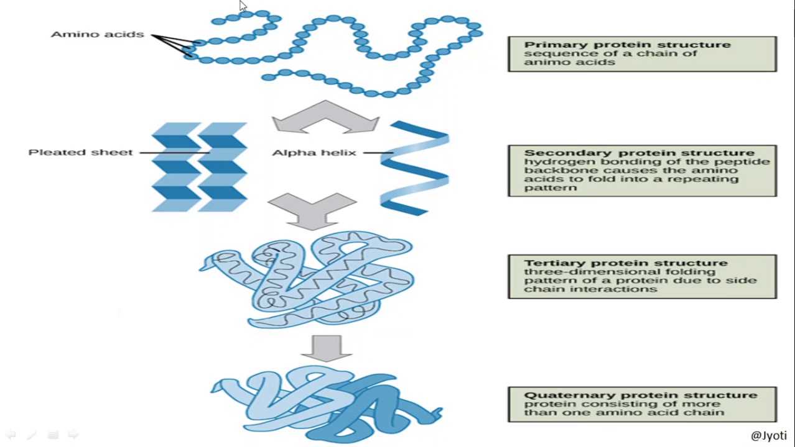So primary is a very simple one, secondary is of 2 types, one is the pleated sheet and the other is alpha helix. Alpha helix consists of only one strand, one polypeptide chain. Pleated sheet consists of 2 polypeptide chains, and collagen consists of 3 polypeptide chains. Then tertiary, a single polypeptide chain is folded upon itself to form a 3D structure. Then quaternary consists of more than one polypeptide chain combined together with the help of certain types of bond.